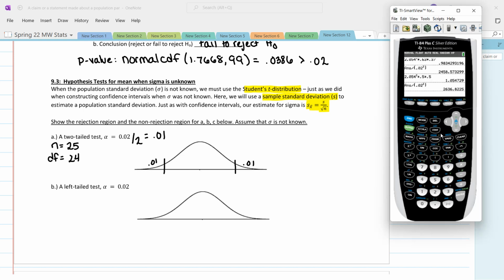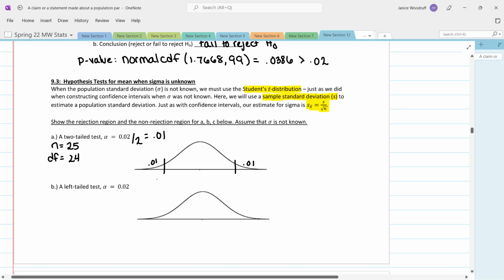Okay, so for inverse t, we're going to go with an area of 0.01, degrees of freedom 24. Let's make sure this is the right one. Yes, okay, so 2.492, 2.493 for the other one. Perfectly fine to be within that 0.01 threshold. So our t value, this will be a negative 2.492. We'll use the calculator one. Positive 2.492.